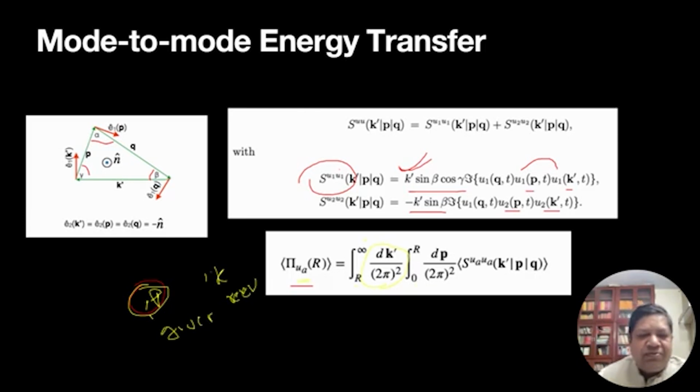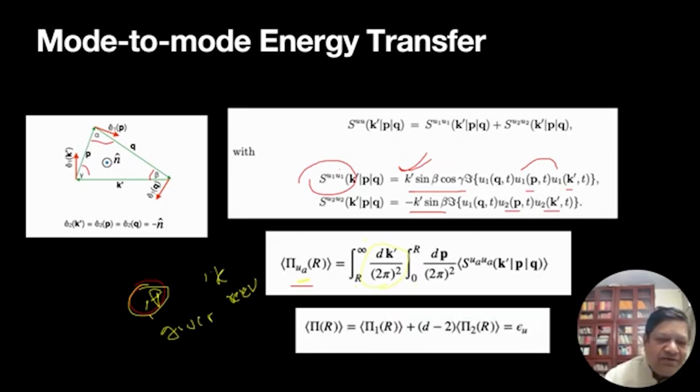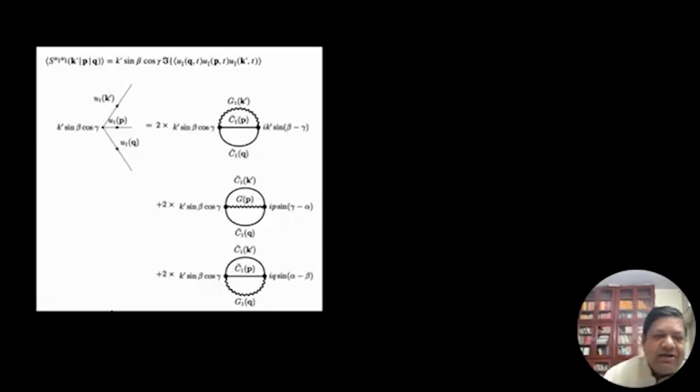This is for U_A, where A could be 1 or 2 in 3D, or in higher dimensions it is 1, 2, 3, 4 up to d minus 1. The total flux will be pi 1, which is for U1, and then pi 2, pi 3, and so on, for U2, U3, up to d minus 2. By the way, U1 has a different channel than U2 and U3, but U2 and U3 are similar energy transfer channels. So how to compute S for U1 U1?